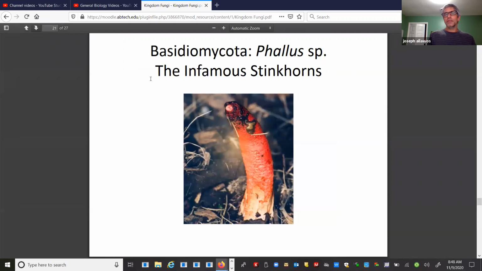The stinkhorns of the genus Phallus, and you can imagine why they call it Phallus, because they're very phallic when they come out of the ground. They smell like rotten meat. They're horrible to smell. You'll smell them before you see them. The strategy here is to attract flies, and this is a sticky mass of spores. So rather than being airborne, they get stuck to the legs of flies and other insects, and then the insects carry them off.